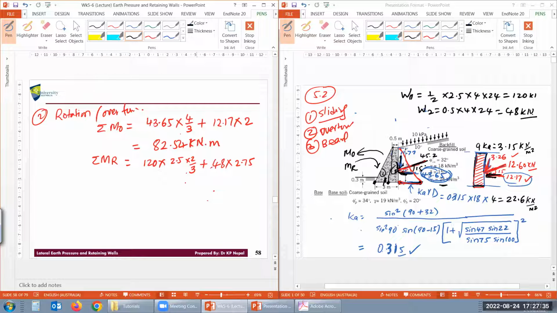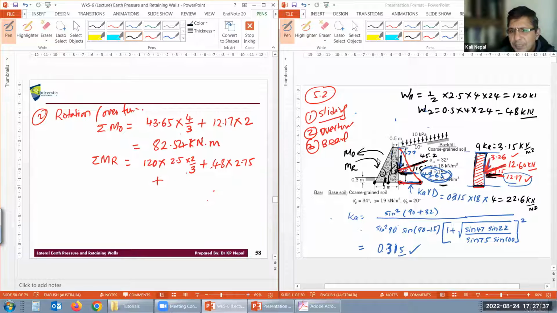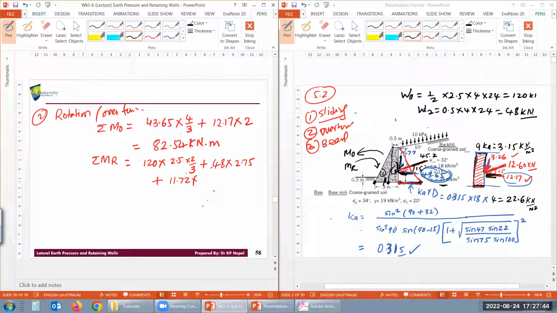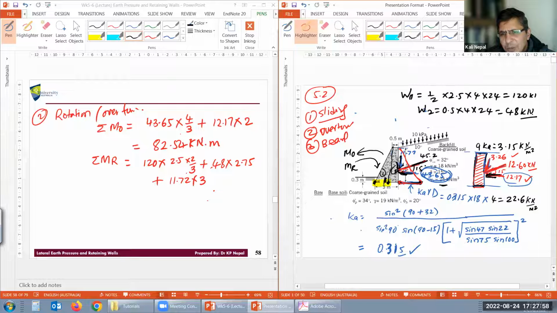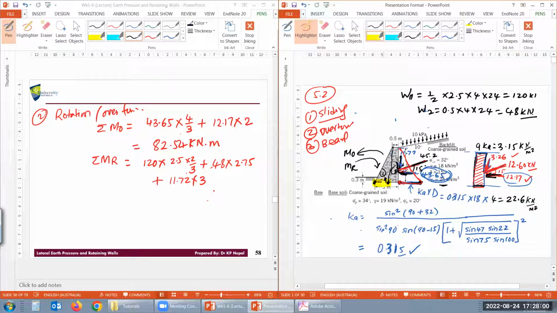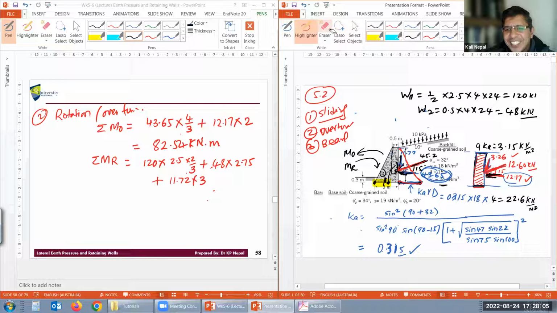Oh, there are vertical forces also. Yeah, keep going. The vertical force is 11.72. It acts on the surface of the wall there, so it's 3. The 2/3 you have taken, we need 2.5. There is 2.5, because this total is 2.5, right? So it acts 1/3 from the base, not the top, right? So 2/3 is from the other side. Is that good?